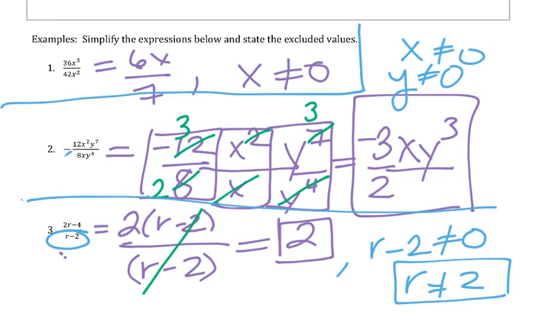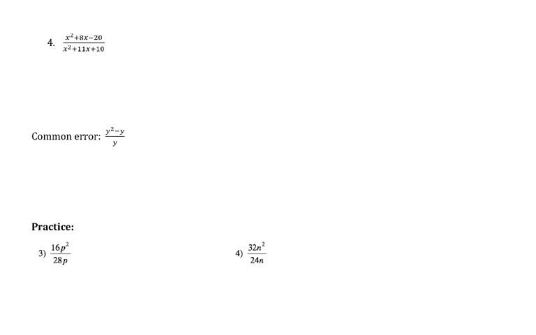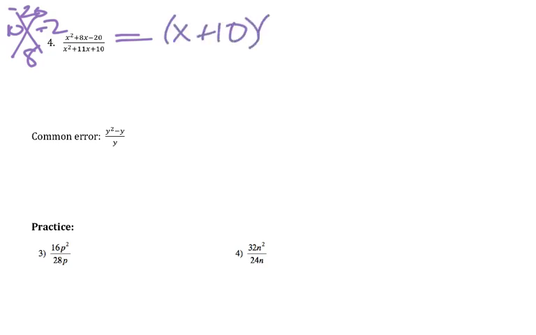Okay, let's go to our fourth example here. This one isn't factored at all. We're going to have to factor both the numerator and the denominator. And I would factor using a diamond. Let's see, so we've got negative 20 and 8. The two numbers would be 10 and negative 2. So I've got x plus 10 times x minus 2 in the numerator.